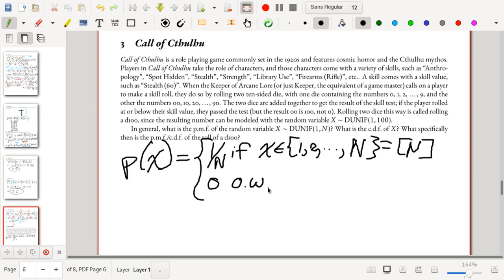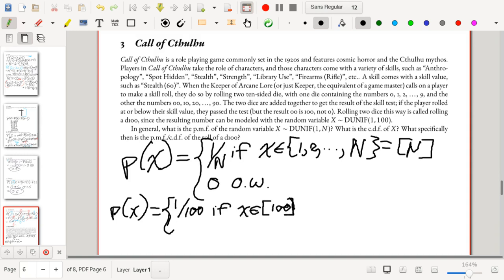So for this particular problem, that means that the probability mass function is equal to 1 over 100 if x is an integer between 1 and 100 and 0 otherwise.